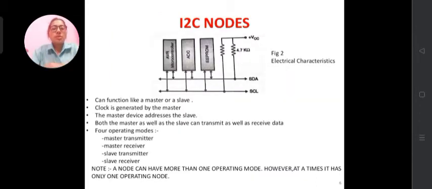Next is I2C nodes. I2C nodes consist of an AVR microcontroller, analog to digital converter, and electrically erasable programmable read-only memory, and some electrical components like resistors. It can function as master or slave. The clock is generated by the master. The master device addresses the slave. Both the master as well as the slave can transmit as well as receive data. Four operating modes are master transmitter, master receiver, slave transmitter, and slave receiver. A node can have more than one operating mode. However, at a time it has only one operating mode.